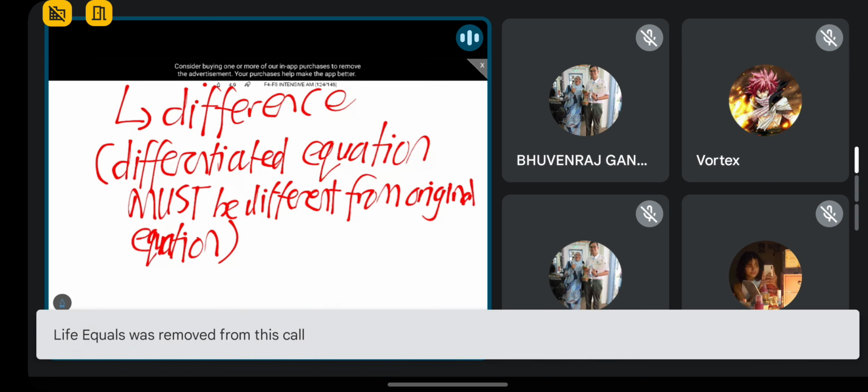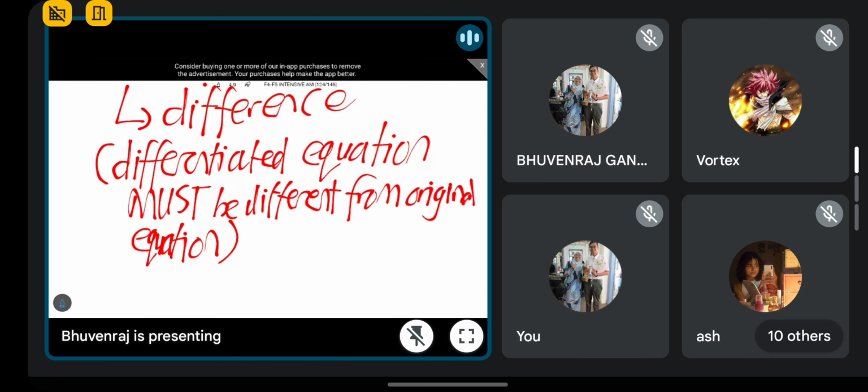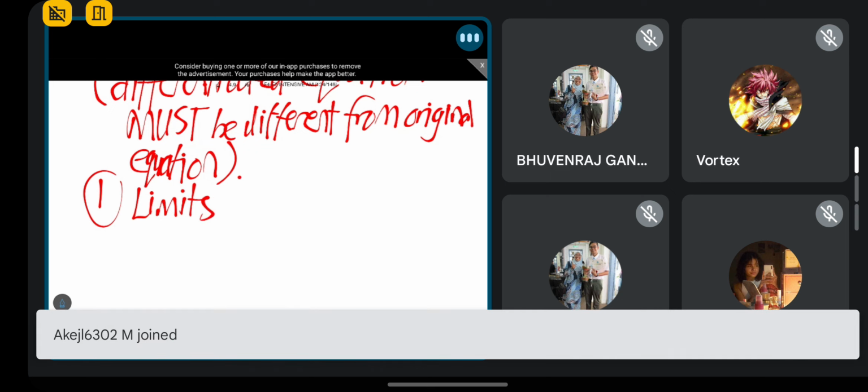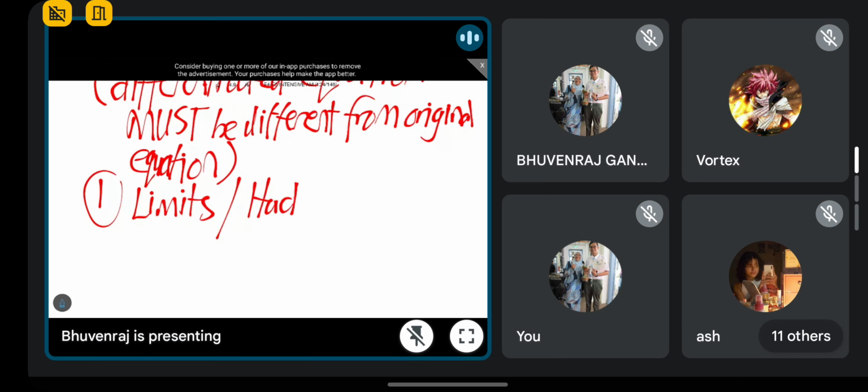So this is the first thing. Differentiation, we got a few parts over here. The first part I want to talk about is limits. We call it had in BM. Limits or had. If they ask this in the question paper, kalau nak tanya soalan ini, this one will come in Paper 1 only. Kertas satu saja, sebab yang ni sangat pendek. The idea of limits.